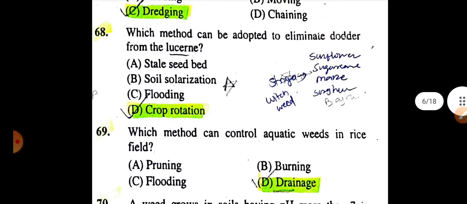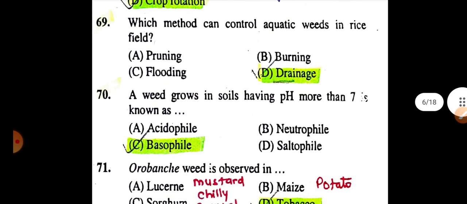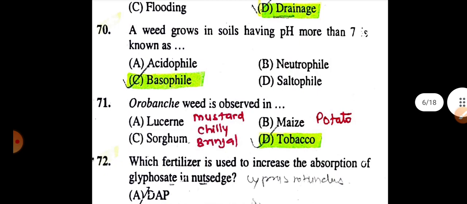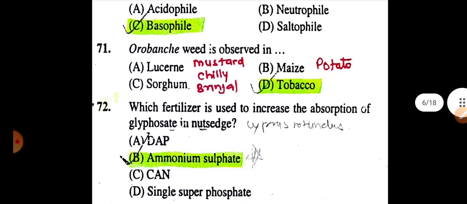Which method can be adopted to eliminate dodder from lucerne? Crop rotation. Which method controls aquatic weeds in a rice field? Drainage. A weed grown in a soil having pH more than 7 is basophile.